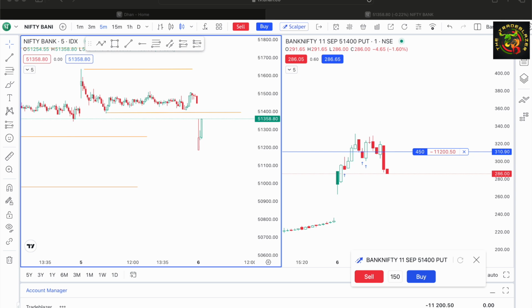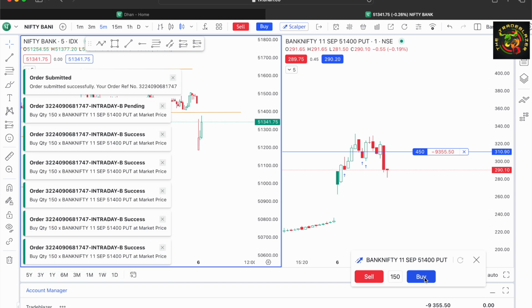Added 150 more quantity in between, and now I'll try to add 150 more quantity of 51,400 put. You can see Bank Nifty is almost trying to mitigate the higher time frame order block, that is the 1 hour time frame order block, which is very strong. Just added 150 more quantity.